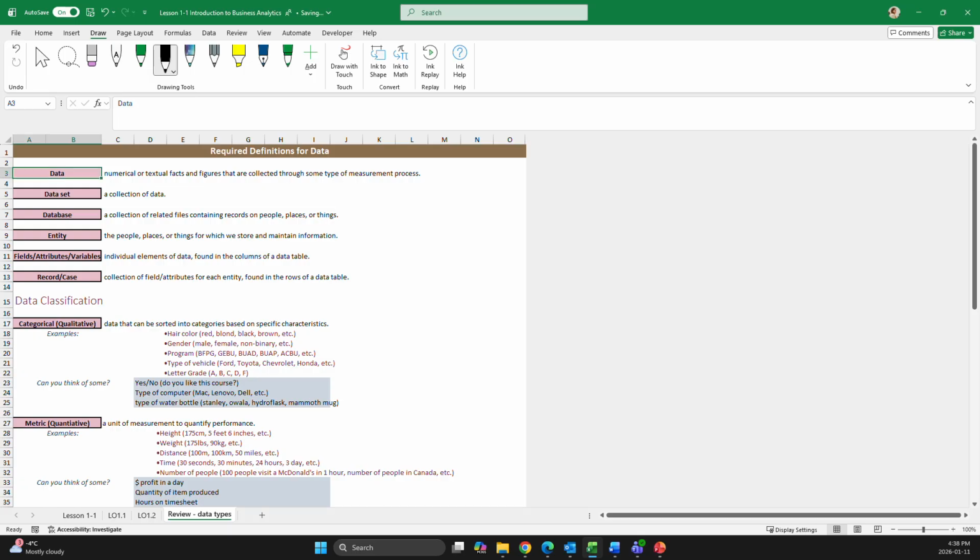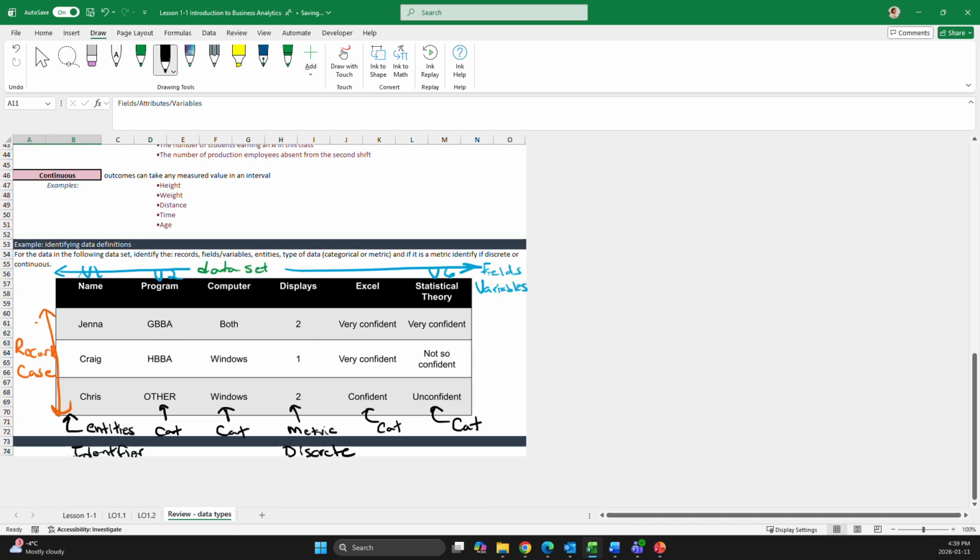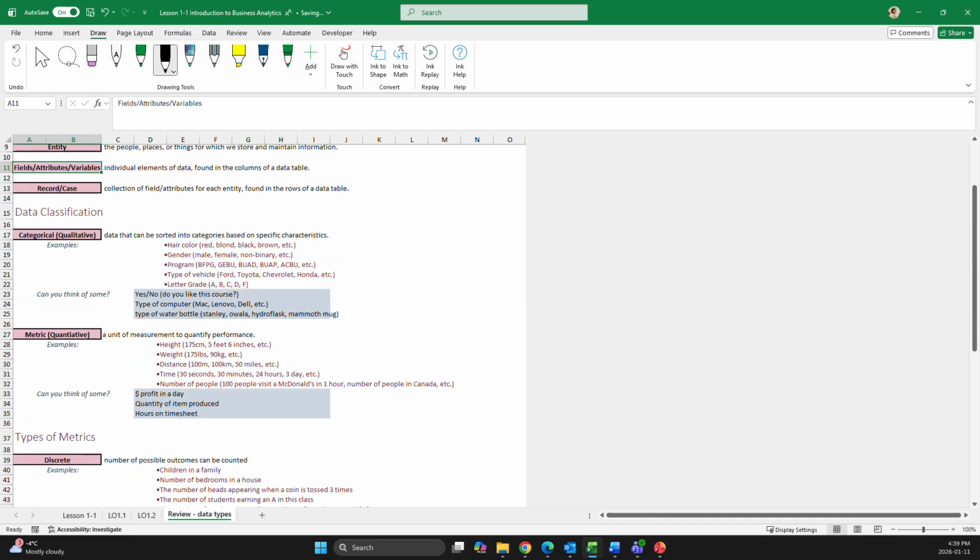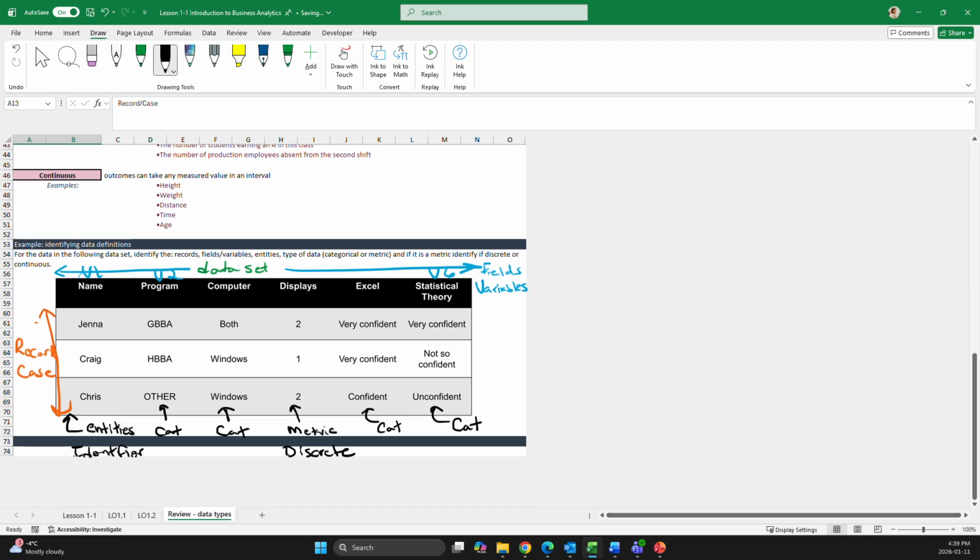Each number or piece of text is called data. The whole table is called the data set. The entities are Jenna, Craig, and Chris. The fields or variables are the 6 columns in the table, and the records or the cases are the 3 rows in the table. If you added more people to this made-up data set, you would have to add more rows. And then, for all the variables that aren't the entities or the identifier variables, we said if they were categorical or if they were metrics.